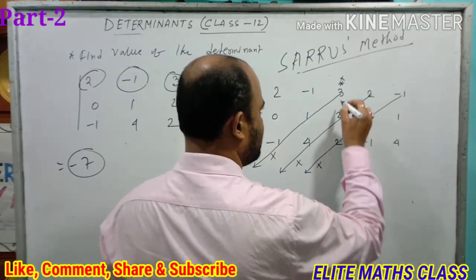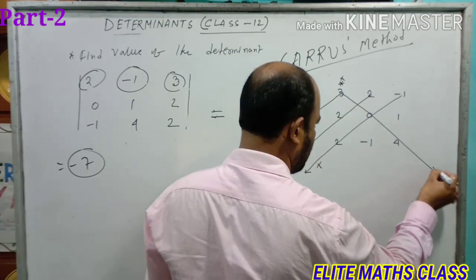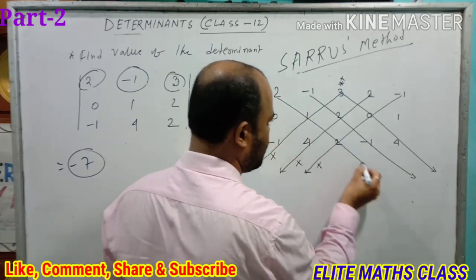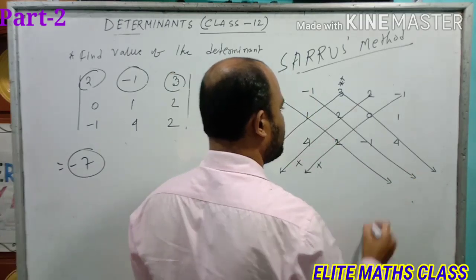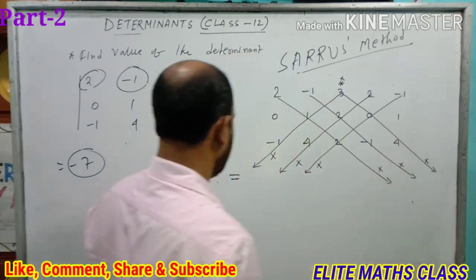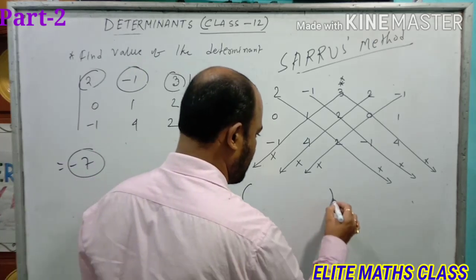Again to that side, you start from here. Again from the middle position you draw a line, then from here you draw a line, and here you also draw a line. What we have to do is multiply all the elements. Now in the second step, put a negative sign. This is the process: put a negative sign.